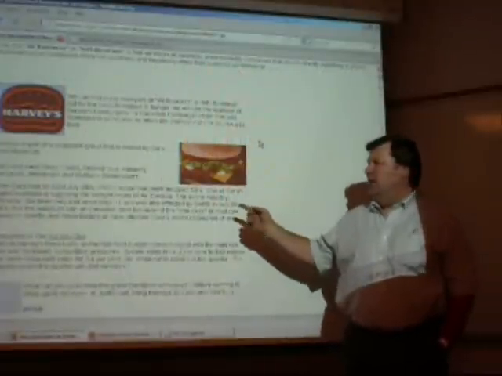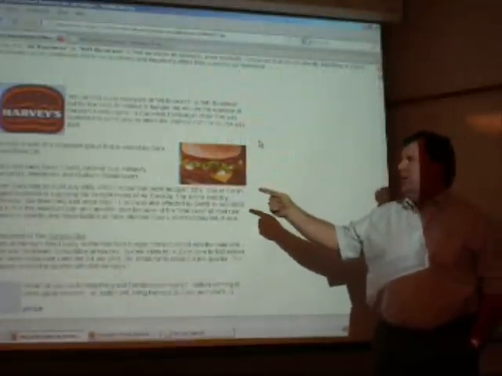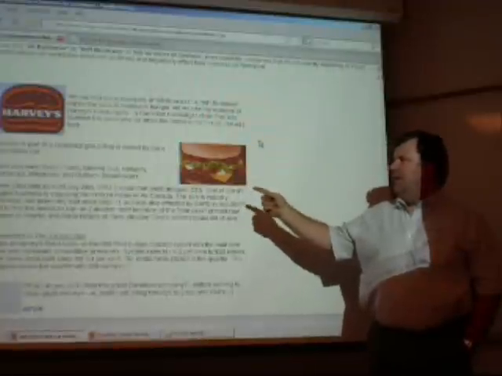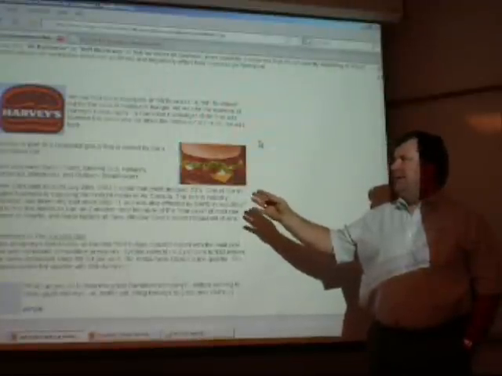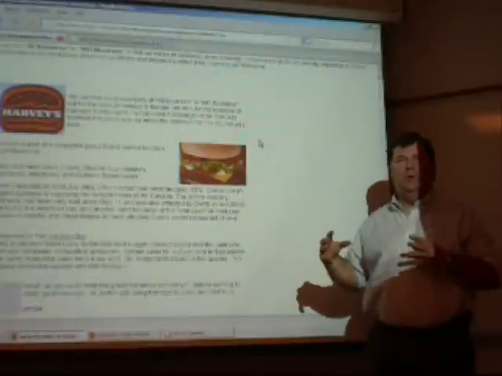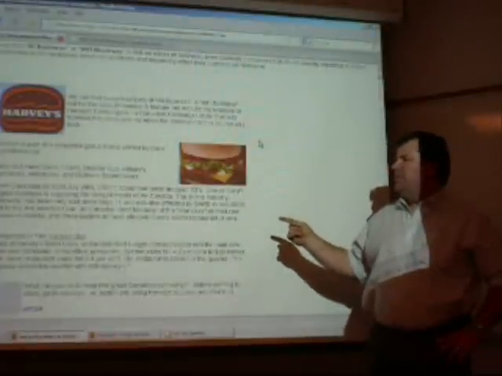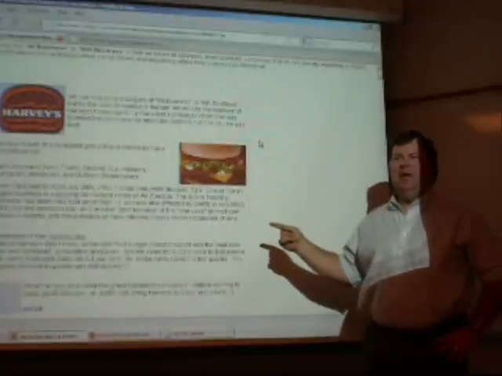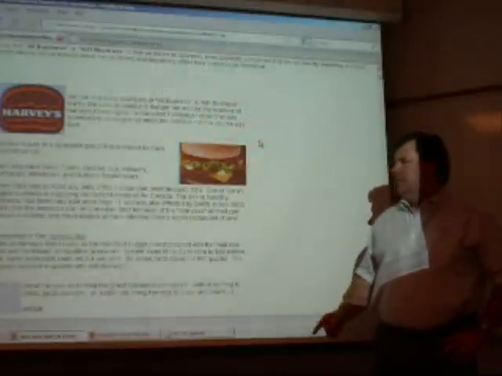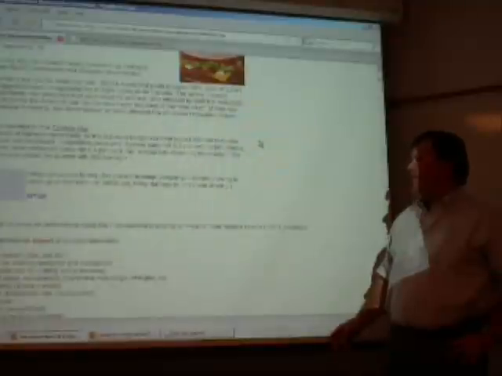And it talks about the fact that Harvey's also owns Swiss Chalet, Second Cup, Kelsey's, Montana's, Milestones, Outback Steakhouses. That's all part of the corporate group. So when you read this little story, you'll see how international business affects a hamburger chain like Harvey's. All right, let's scroll down some.